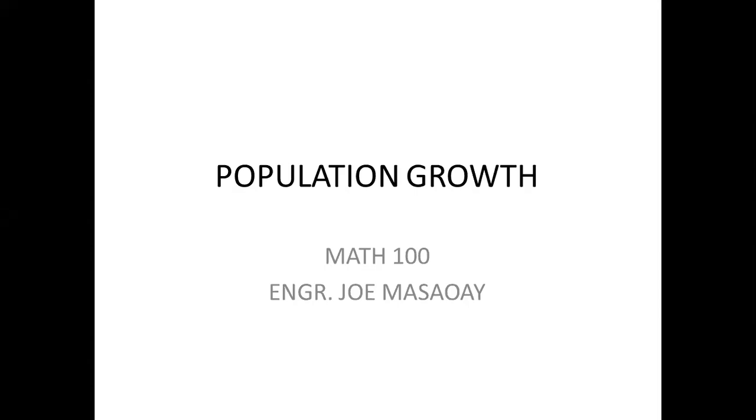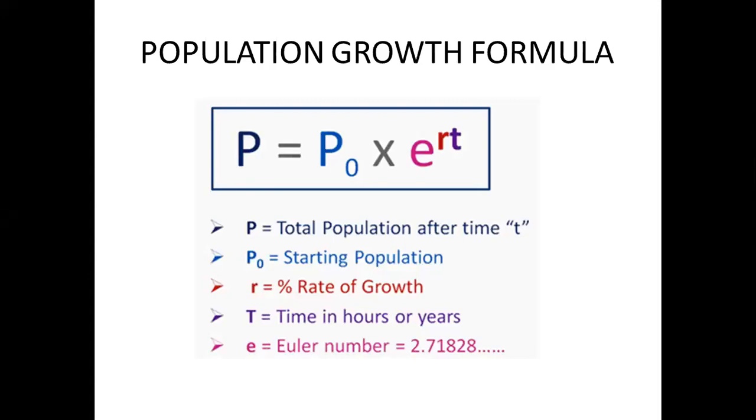Good afternoon. Our topic for today is population growth. If you say population growth, your P now is dependent on the following variables. We have your P sub O, multiplied by Euler's number raised to R times T. To define the variables, we have the following.